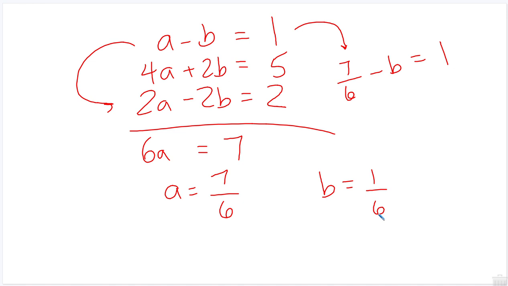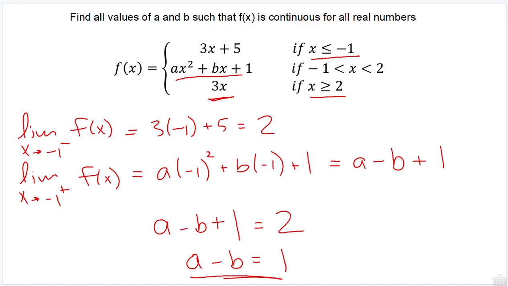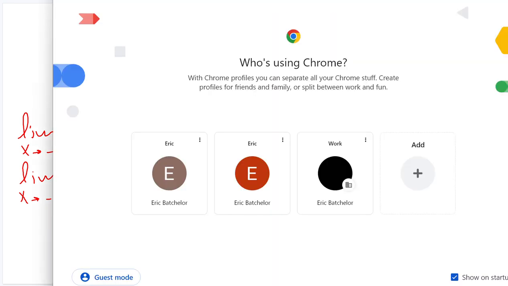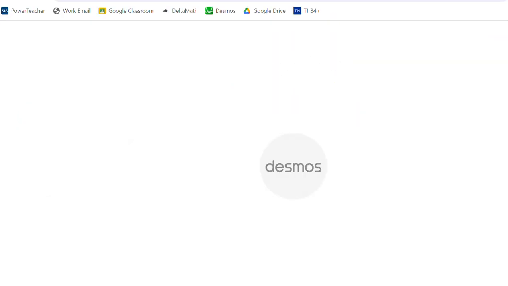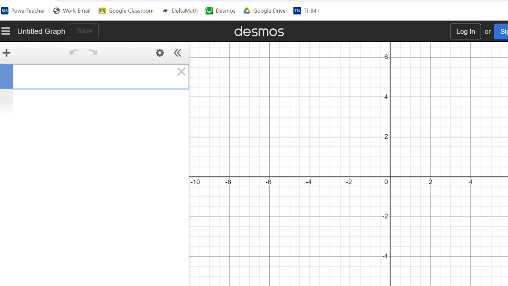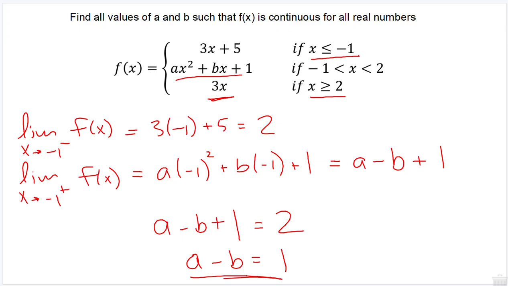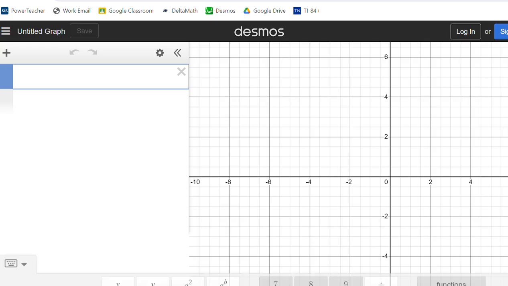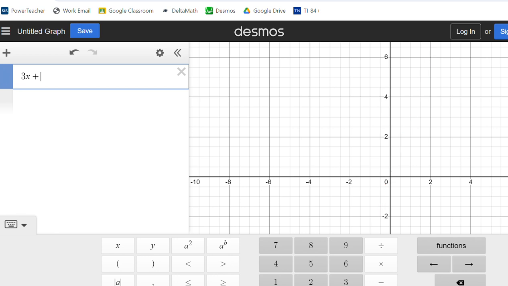And so if we go back up here, let's open up Desmos here real quick. Our original equation was 3x plus 5 for x less than or equal to -1. So let's put that in. We put in 3x plus 5, and that'd be when x is less than -1. That's going to look like that.